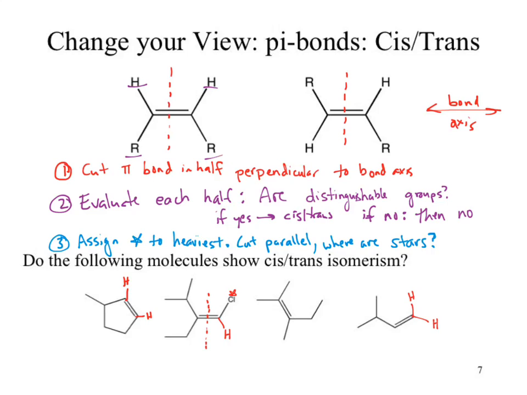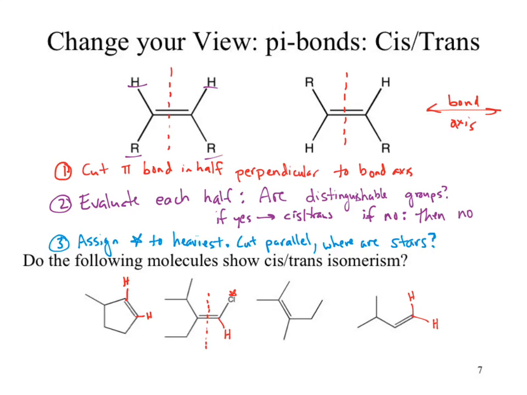Move to the next one. Can you still not find a difference? Move to the next one. Can you still not find a difference? Move to the next one. You continue to do that until you find a difference. What happens if you get all the way to the end? You did 20 different checks all the way down and there was no difference. Then there's no difference. That's it. Then they aren't distinguishable. Okay? Which means no cis-trans isomerism.